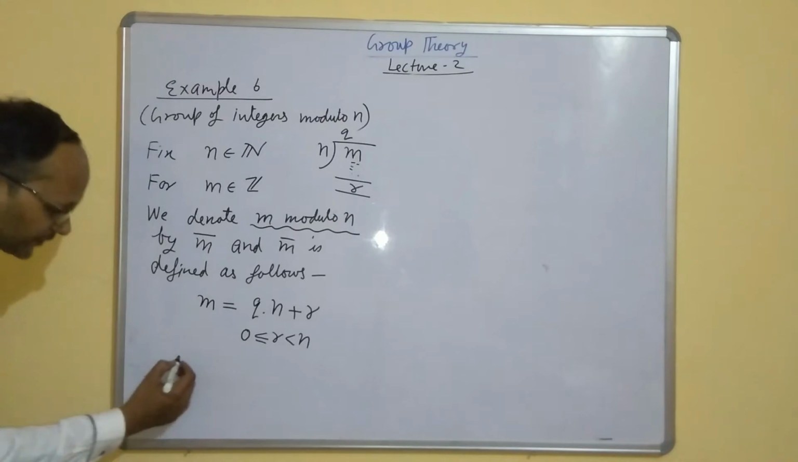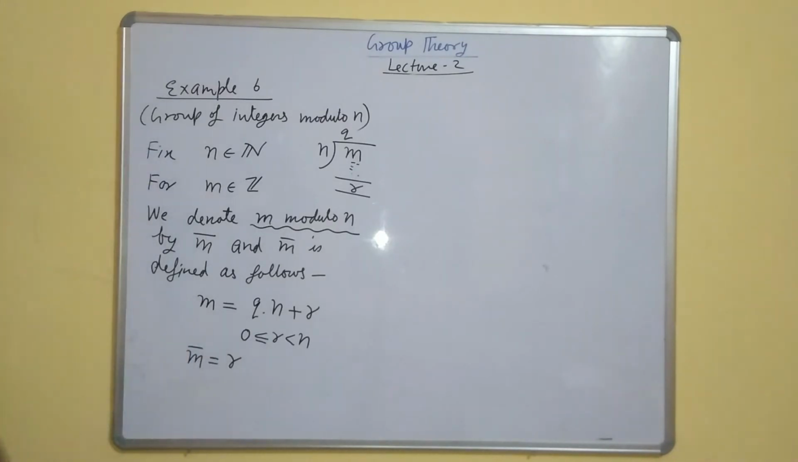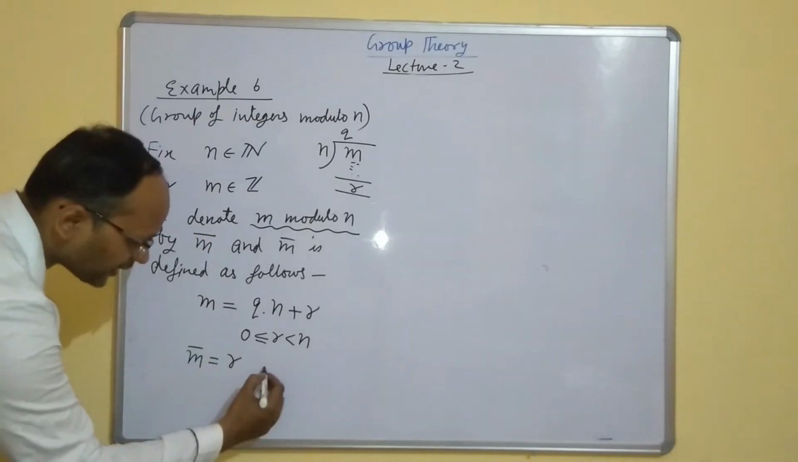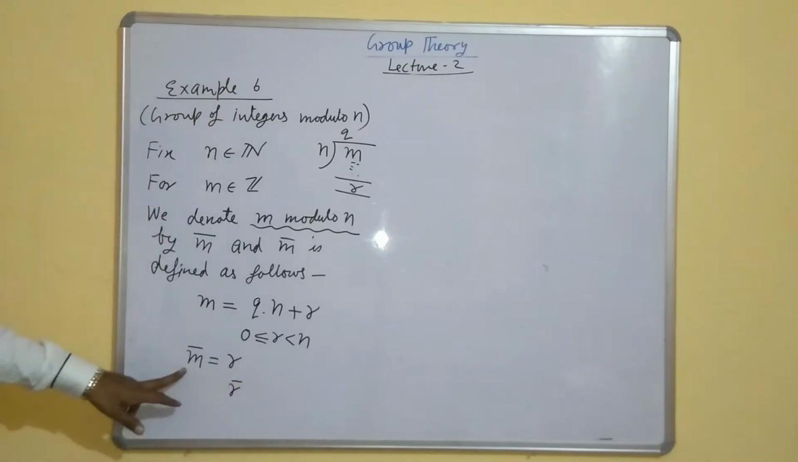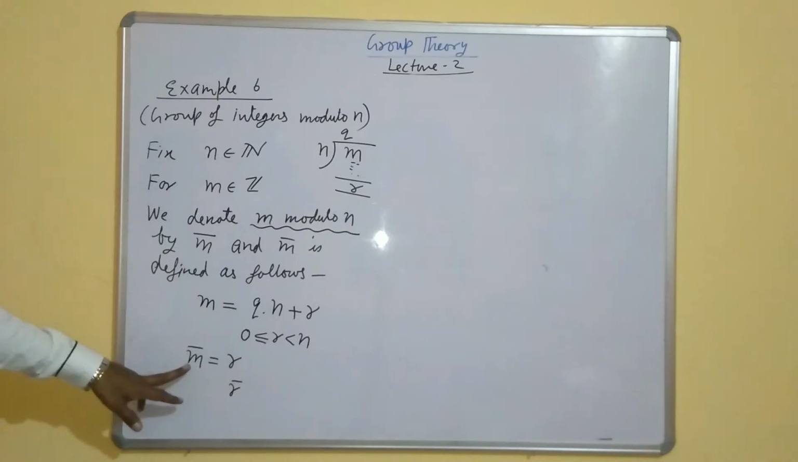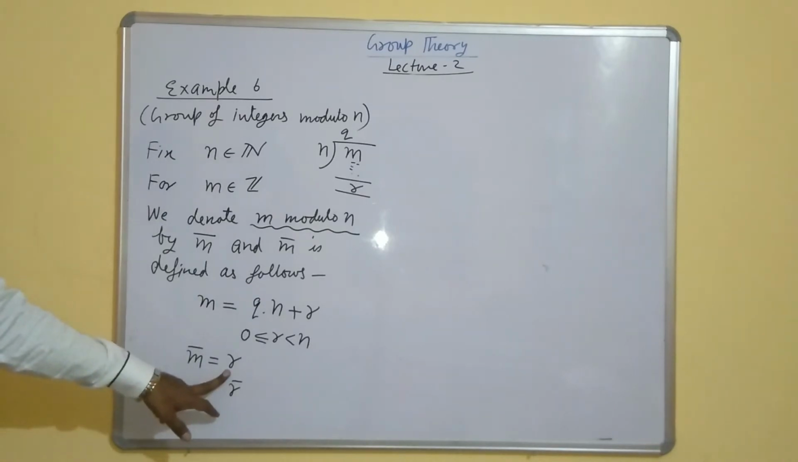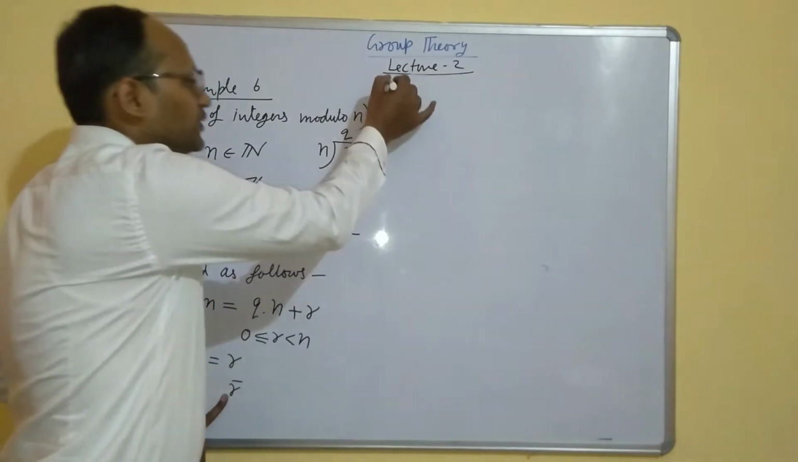Then m bar is r. In some books it is also written as r bar. So both are the same thing, either you write r or r bar. But actually m bar is r. So integer m modulo n means r. That can also be written as r bar.